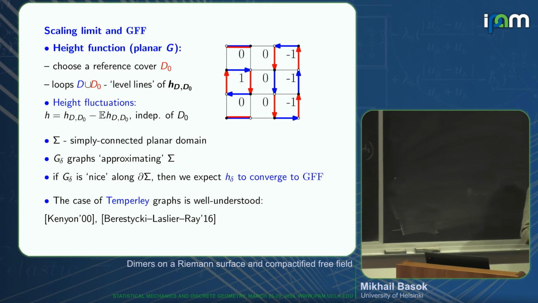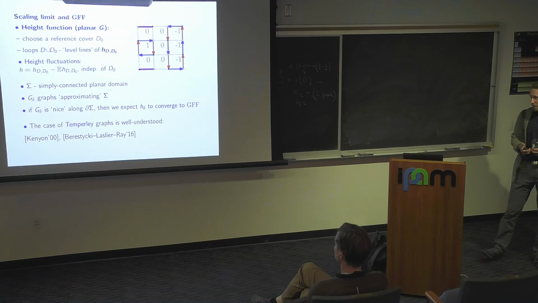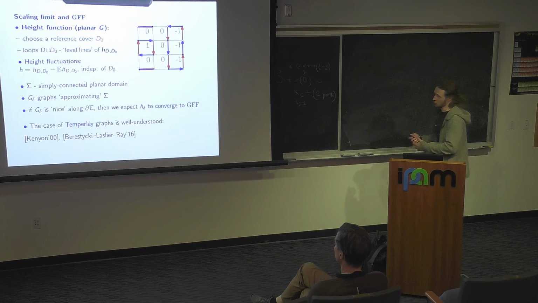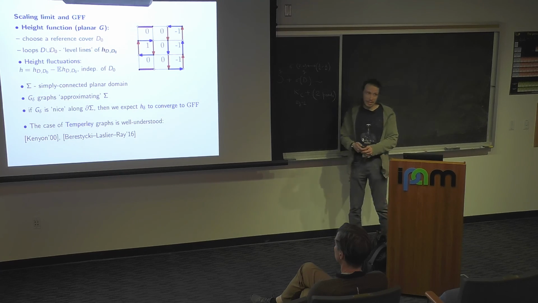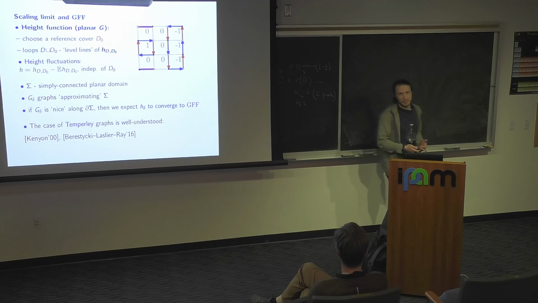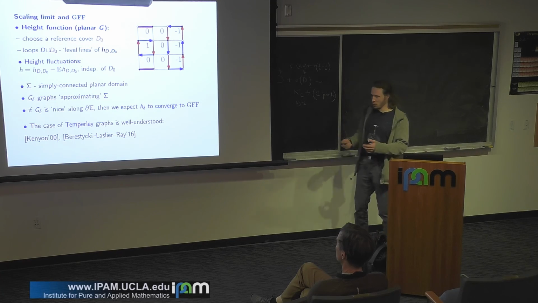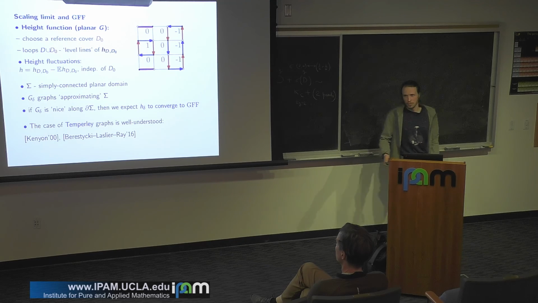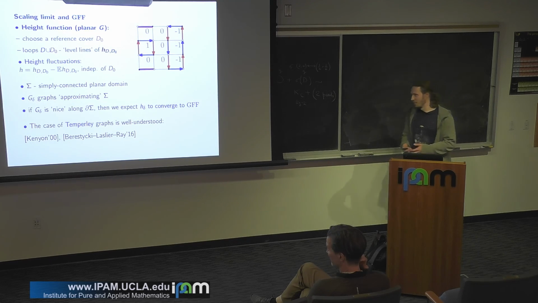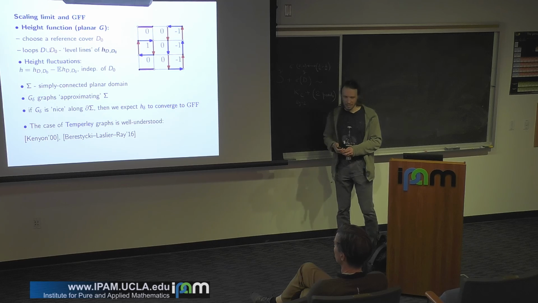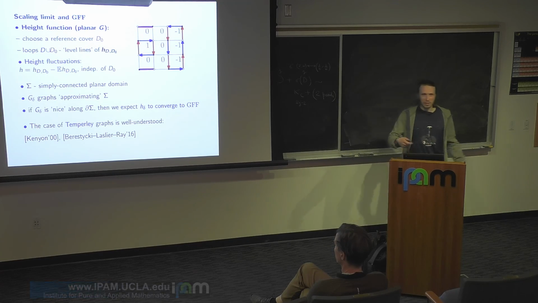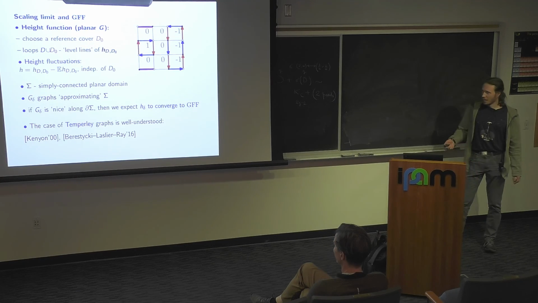It's a big story. There are many partial results and big open conjectures, but there is one thing that is very well understood in the case of simply connected domains up to date. It's the case when these graphs are Temperleyan. First of all, due to Kenyon's works, but also to the work of Berestycki, Laslier, and Ray, some of whom are in this room.